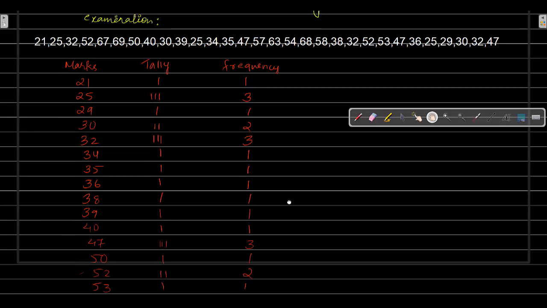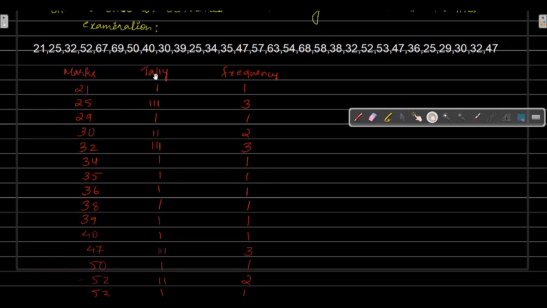So what I've done next is that I have written tally here, and I've given the number of marks that are repeating. From the table, I see that 21 is repeating just one time, so I've given one mark here. 25 is repeating three times: 25 one, 25 two, and the other 25 somewhere here, 25 three. So I've written 3 here, 1 2 3. I hope you know how to do this, tally. You keep on doing the same thing for all the numbers, and then write down the frequency here.